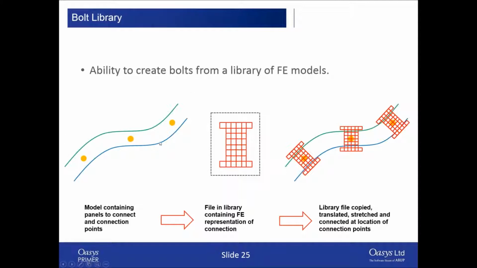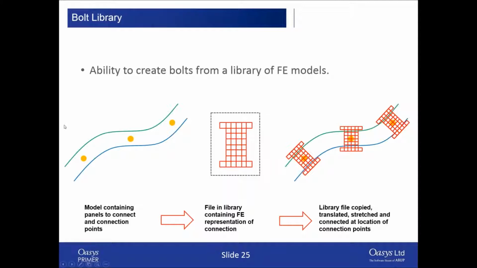Let's say we've got this green and blue part, and we want to create a bolt that connects together these green and blue parts at these orange dots, these coordinates. In our library, we have a file which contains a bolt. So a single bolt lives in this library entry, and that's a finite element representation of a bolt. And that can contain any Dyna information you want.